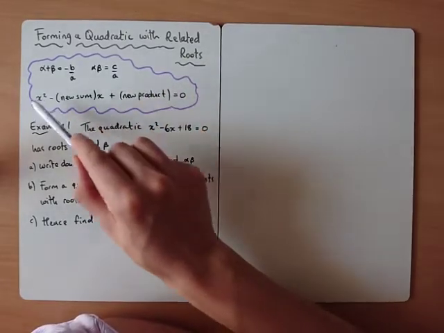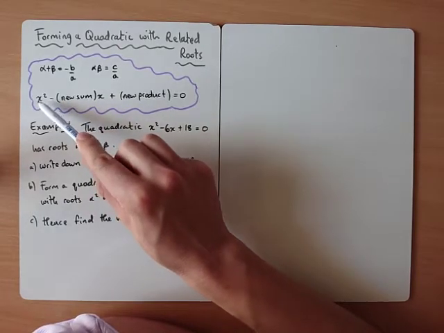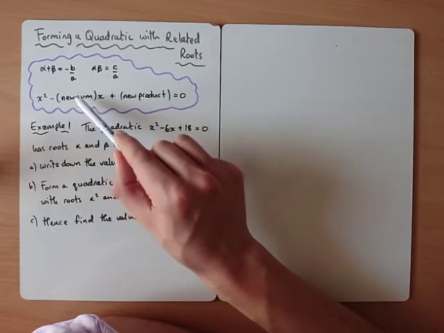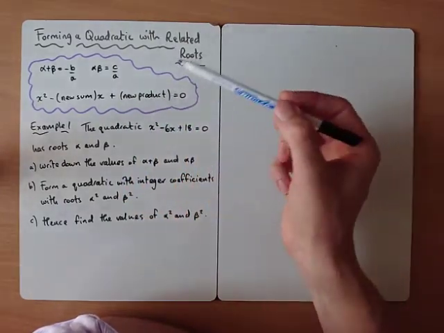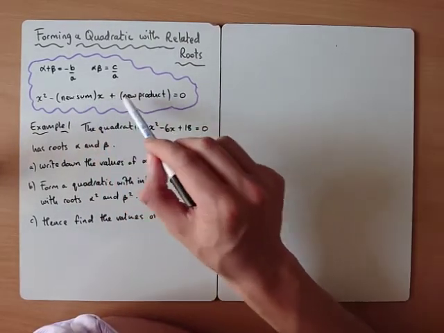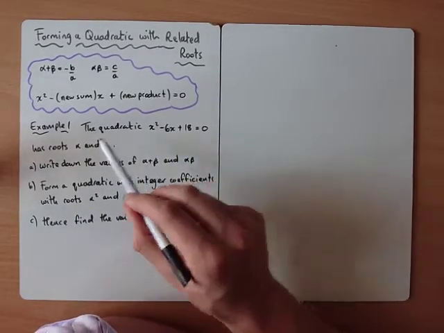We can form a new quadratic using the fact that any quadratic would be x squared minus the sum of the roots times by x plus the product of the roots. So we're going to do x squared minus the new sum plus the new product, and you'll see what I mean when we see example 1.